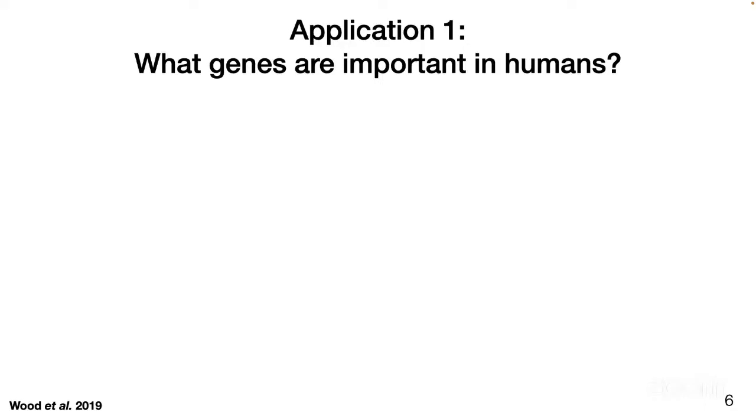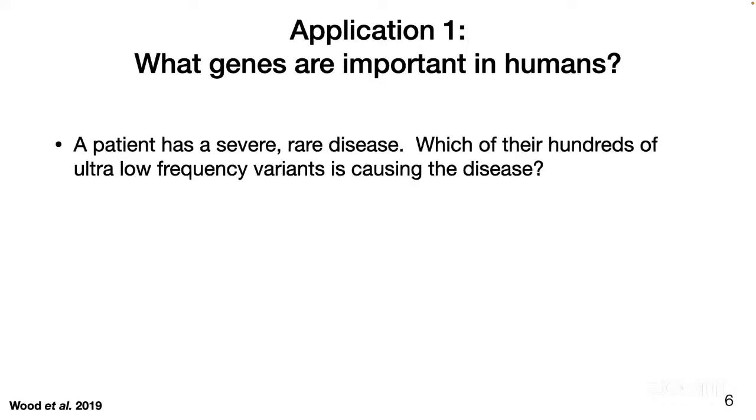So in the first application, we're interested in quantifying what genes are important in humans. So this is like a cartoon of what happens in practice. I'm not a clinician, and so all of this is what I think happens in the clinic, probably not 100% accurate. But sometimes you have patients that have these severe, rare diseases. They present with some developmental syndrome, and you don't know what's causing it. So you don't know how to treat it. You don't know what it's going to look like in the future, and so on.